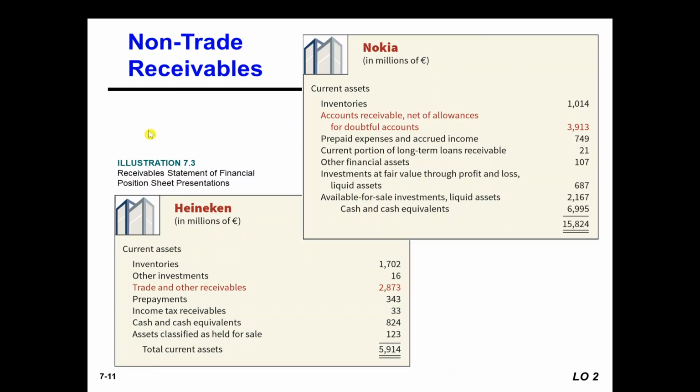This is an example of how companies report non-trade receivables. For example, Heineken puts all receivables, whether trade and other receivable or non-trade receivable, into one account. It is called here trade and other receivables, while Nokia only discloses accounts receivable alone.